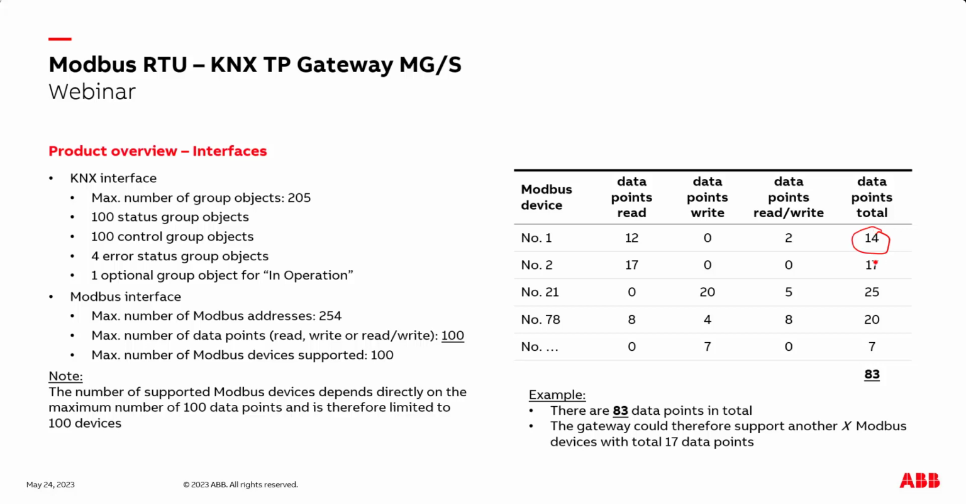Modbus device number 2, I have used 17. Then I can also make gaps. It's not necessary to have addresses 1, 2, 3, 4. I can make gaps. For example, this is a device in another room, another floor, which has the address number 21. Here I have used 20 write data points, 5 read-write, 25, and here my device number 78, for example 20, and another Modbus device here with 7. So in total I have used 83 of these data points. So I can use more Modbus devices, but the maximum number of data points is limited to 17 more, because these 83 which I used plus 17 equals my maximum of 100 data points.